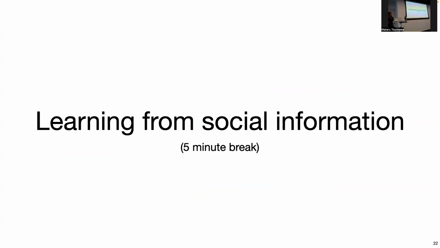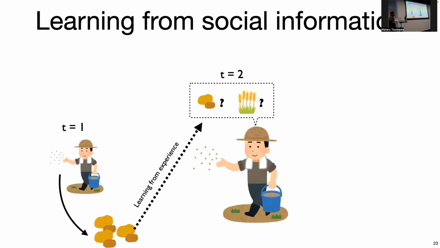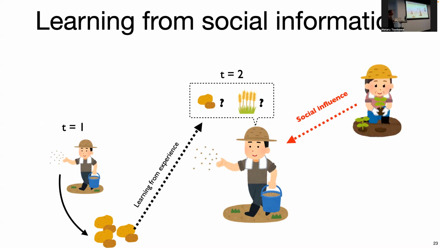Right. So thus far we've been talking about social reinforcement learning without social learning. But let's talk about social learning. Again, this is the farmer, and he's playing around with the potato and wheat problem. But what happens if in this village he isn't alone? He lives with some other neighbors, and they are also planting some crops. So in this case, this guy might be able to use social info.